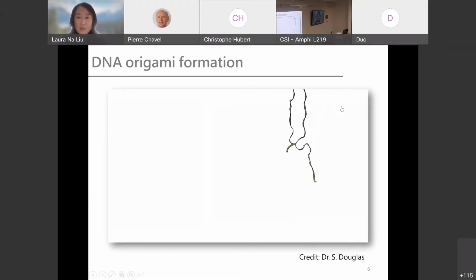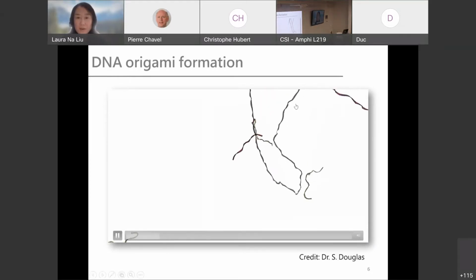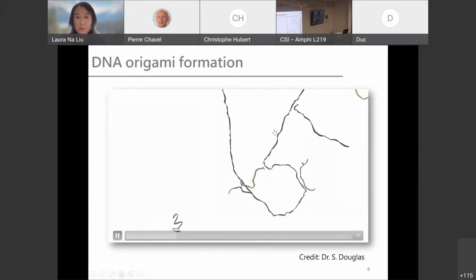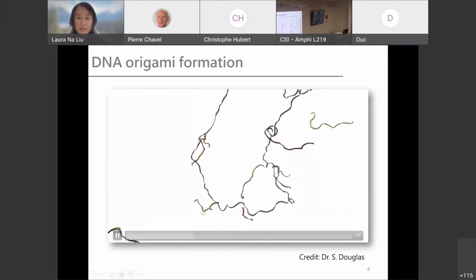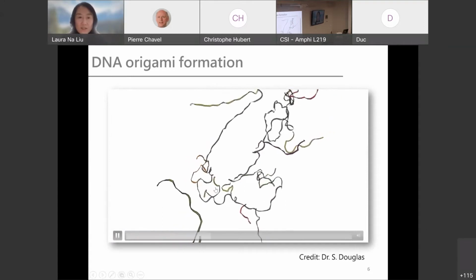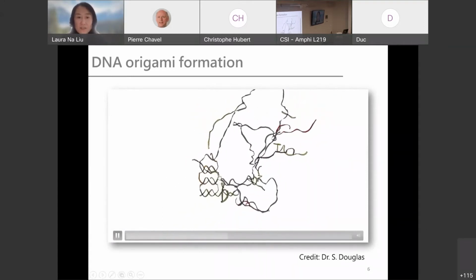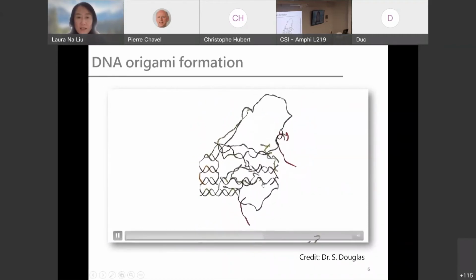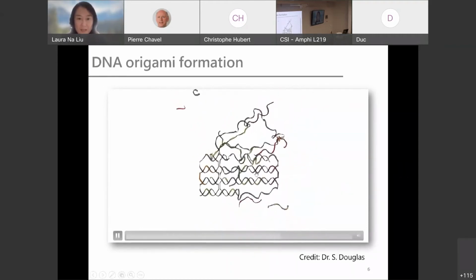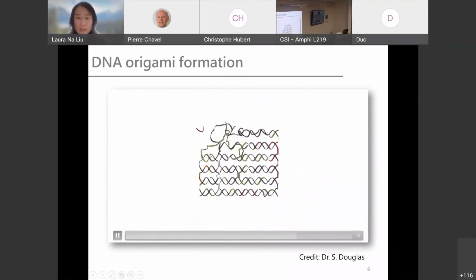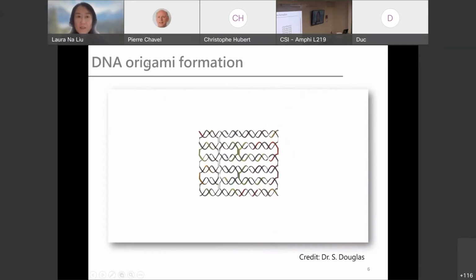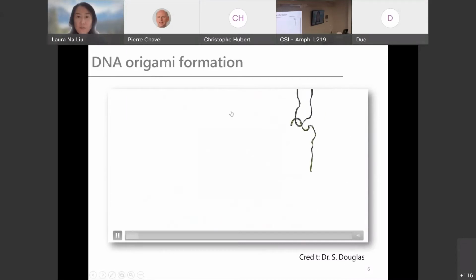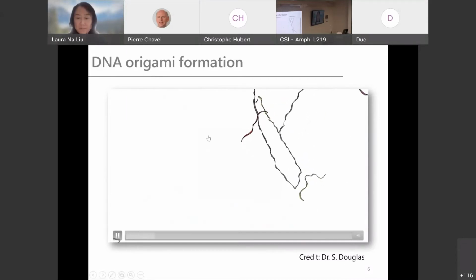We start with a scaffold DNA molecule called M13. It looks like a loop. Then we add these pre-designed shorter DNA strands into the solution. These shorter strands can find their way to fold the scaffold DNA through DNA hybridization into 2D or 3D shapes. So this is a 2D rectangular shape. Origami is a Japanese word meaning paper folding. Therefore, the folded structure is often called DNA origami.